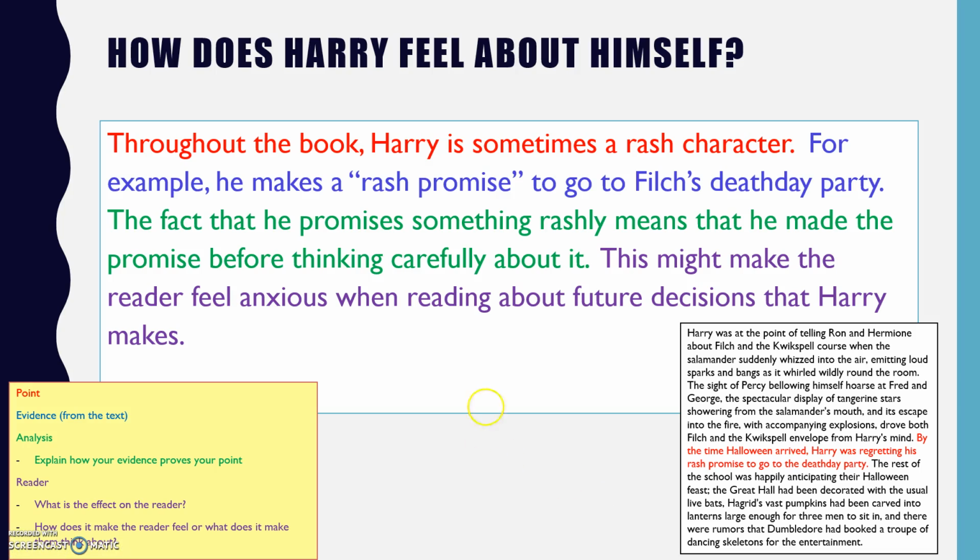That's my evidence sentence. I'm going to get at least a level 5 for this because I've put in inverted commas. Then my analysis: the fact that he promises something rashly means that he made the promise before thinking carefully about it, because that's what rash means. Now, I am going for level 6, so I've put in a sentence about the effect on the reader. This might make the reader feel anxious when reading about future decisions that Harry makes.